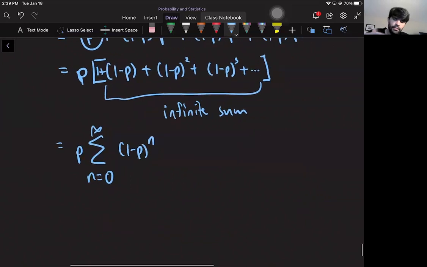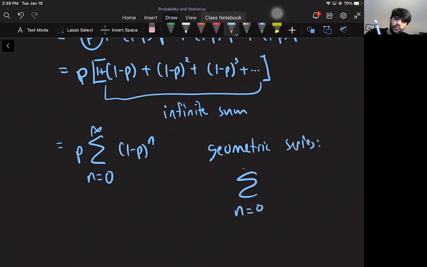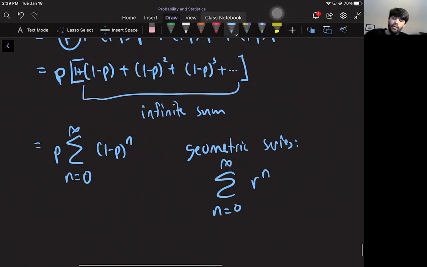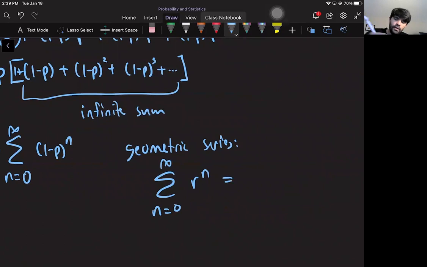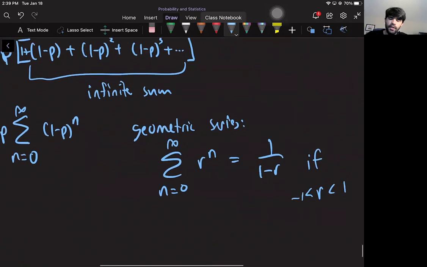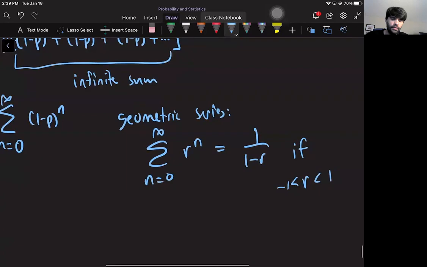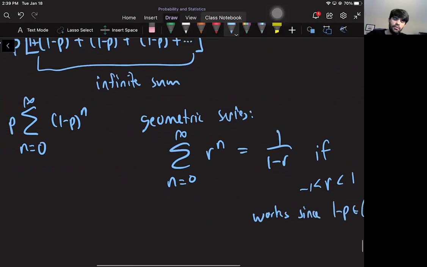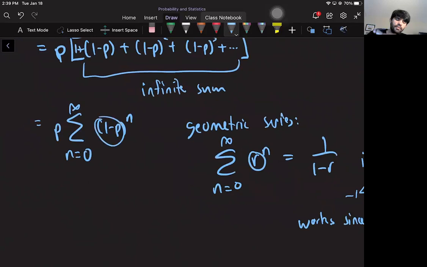And this might be familiar. This is a geometric series. So you learned this in Calc 2, this little formula. If you have a number r to the nth power and you add it up to infinity, then it turns out to just be 1 over 1 minus r, as long as r is between 1 and negative 1, which it is here because p is a number from 0 to 1, so is 1 minus p.